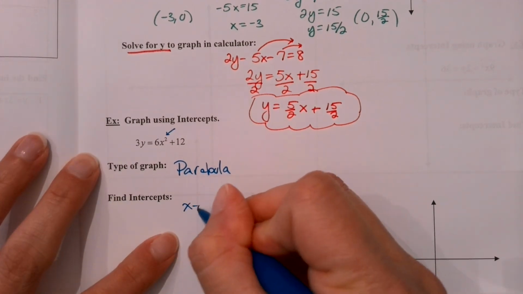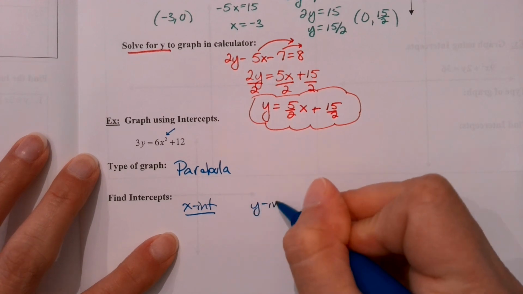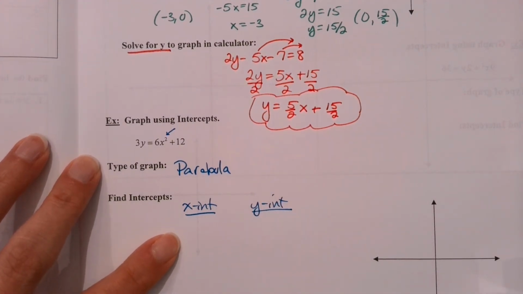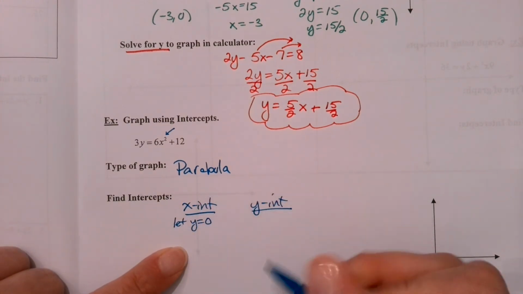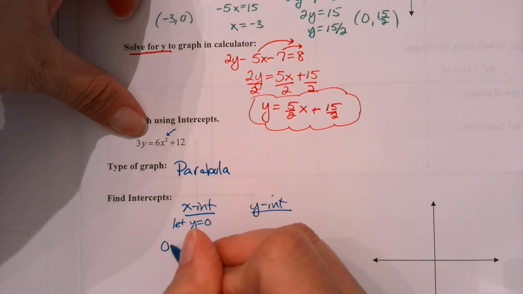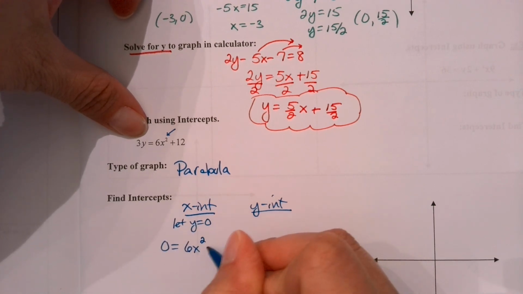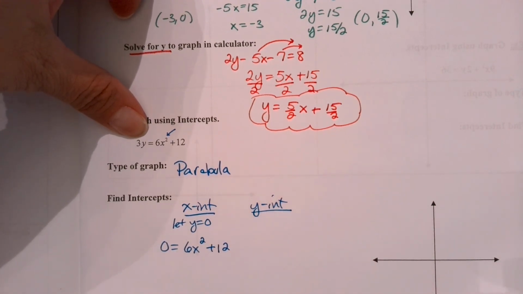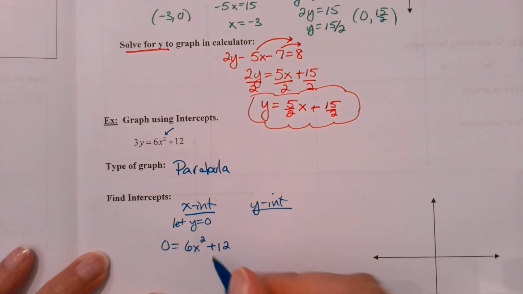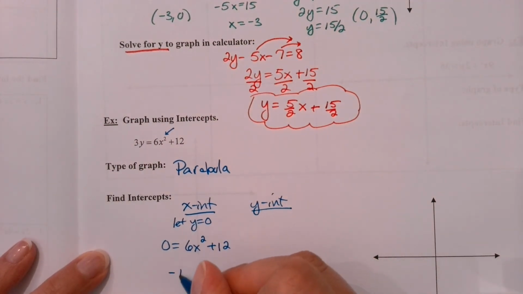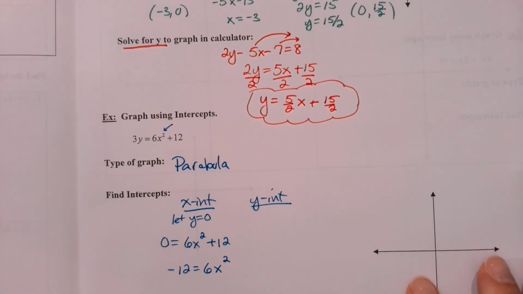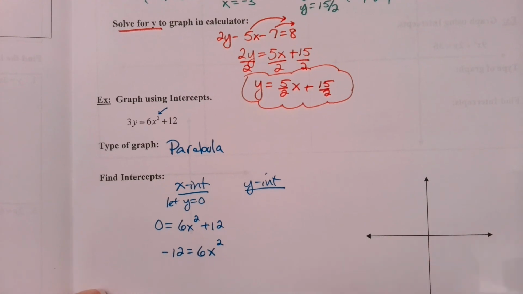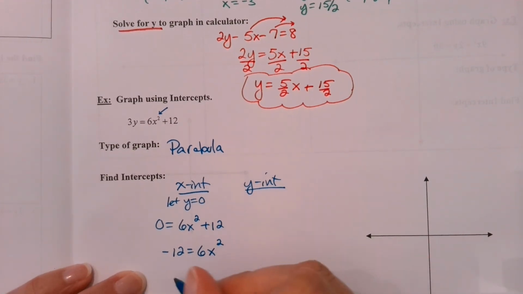To find the intercepts, we're going to have to let the x and the y take turns being 0. So to find an x-intercept, I'm going to let the y number equal 0. So that would be 0 equals 6x squared plus 12. I'm going to go ahead and subtract 12 from both sides. What would the next step be? Divide both sides by 6, so negative 2 equals x squared.